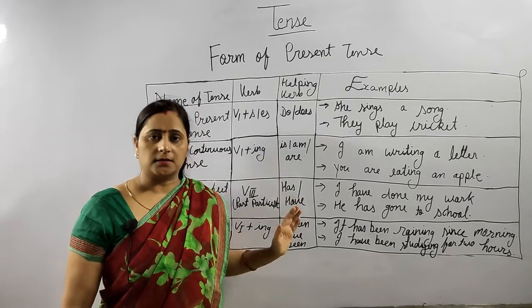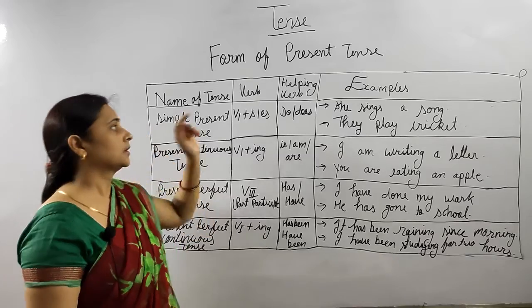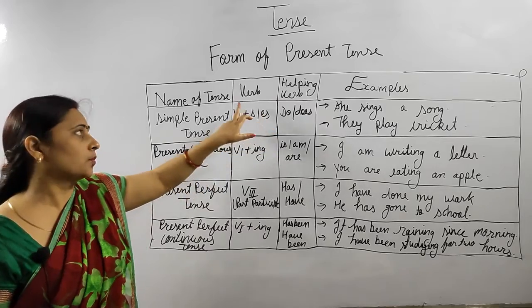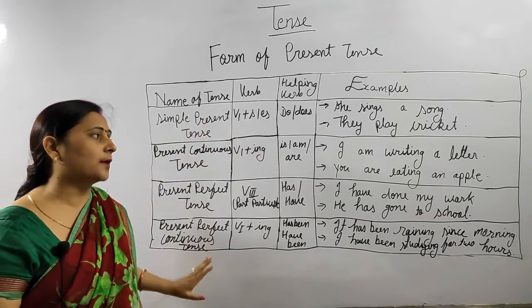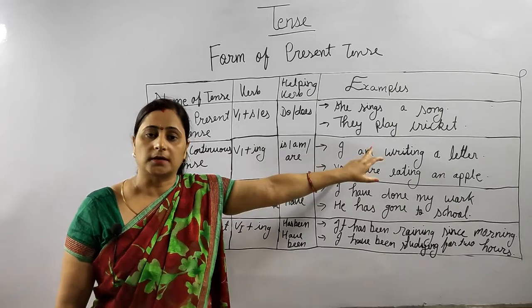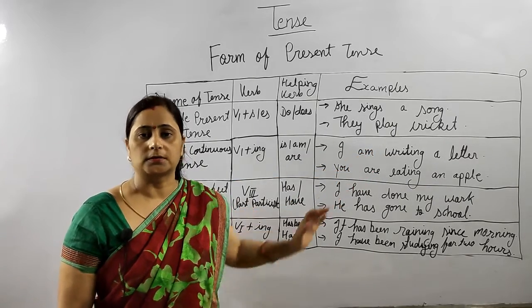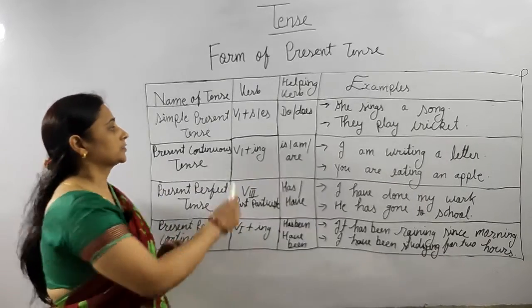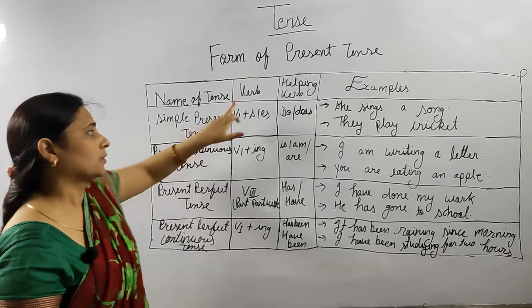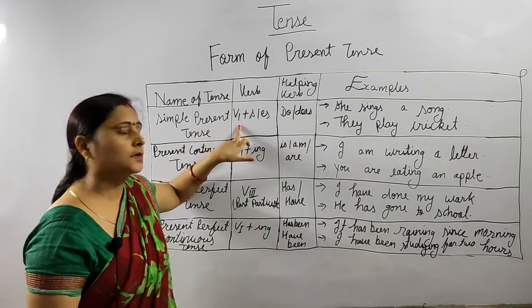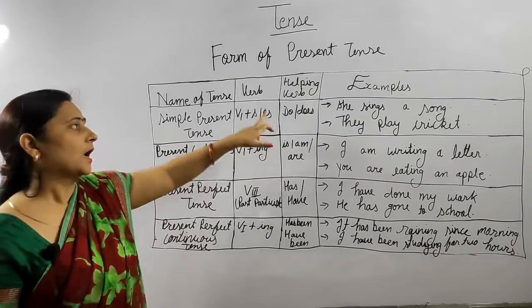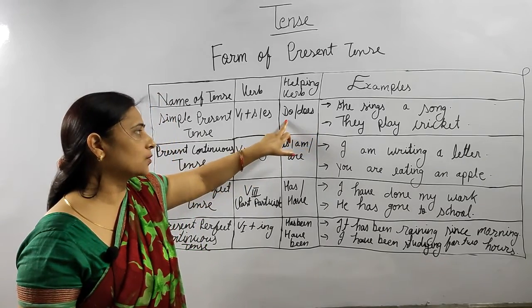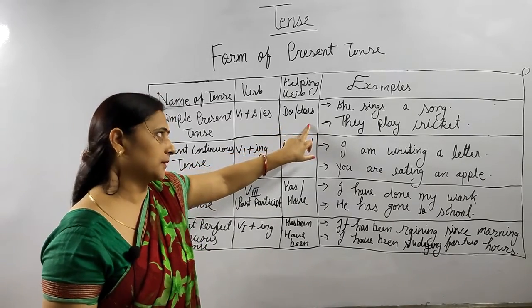To prepare the tense, we need to learn verb and helping verb. With the helping verb and the verb, we can make a proper sentence of the tense. You know how to make a proper sentence. In my sentence video, I have already explained each and everything. So simple present tense, which verb will we use? First form of the verb. And helping verb we will use do and does according to singular and plural subject.